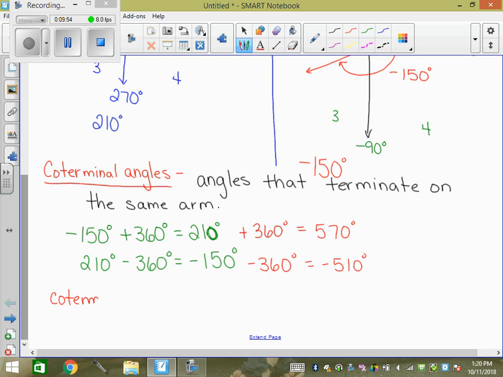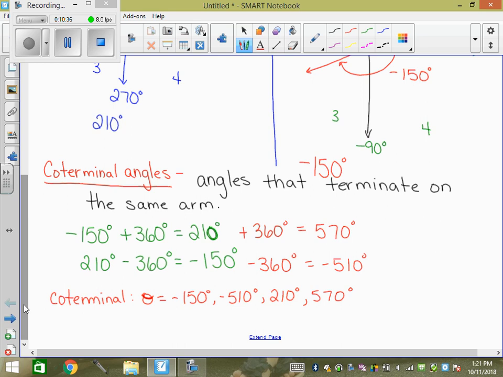So coterminal angles here, theta would equal, theta is just the angle, looks like a little guy with a cowboy hat. You could have negative 150, negative 510, 210, 570. And there could be way more.